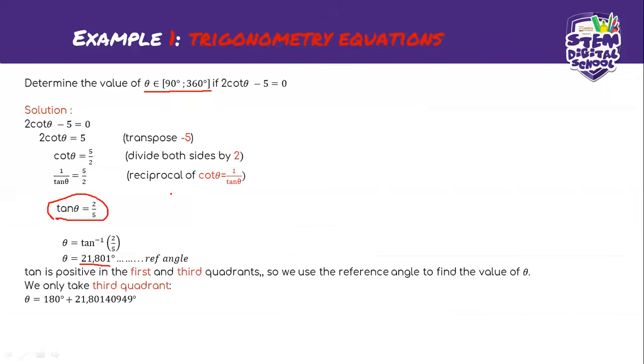Now, in the third quadrant, we know that we have 180 plus. Now it's going to be 180 plus that reference angle. Then your answer is going to be this. So this is your answer. That is your answer, 201,801. That is that. Let's proceed.